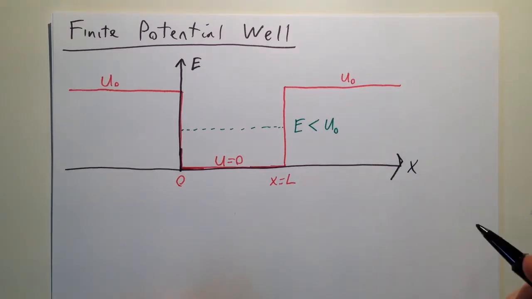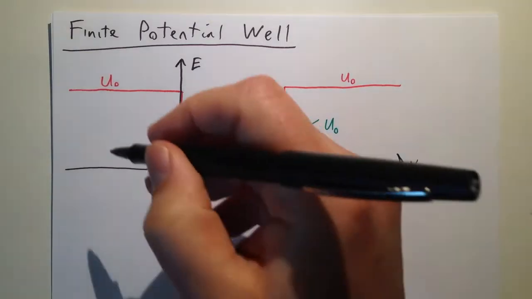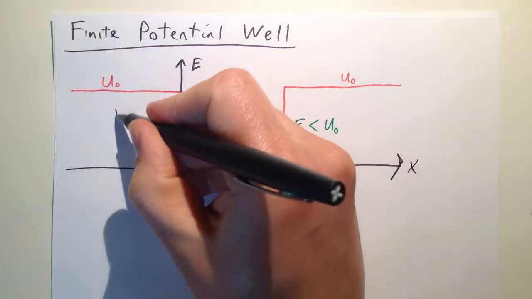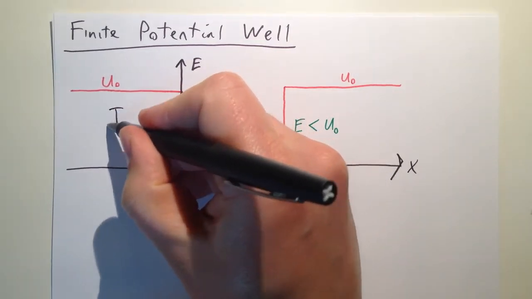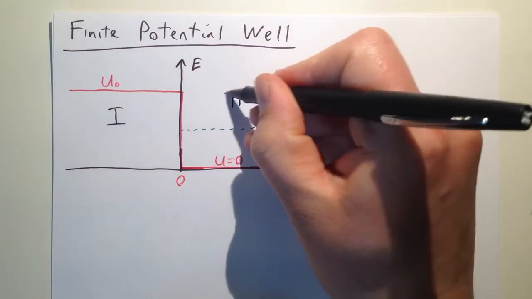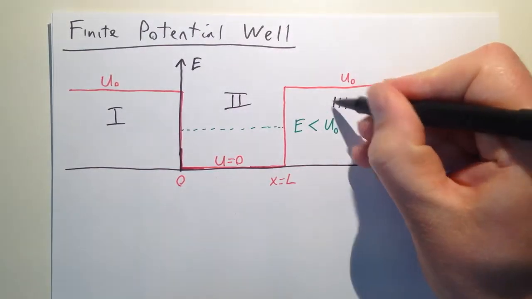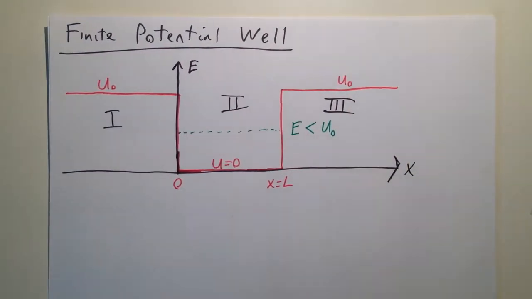Okay, so I'm going to first split this up into three different regions. I'm going to call this region 1, I'll call this region 2, and I'll call this region 3. Basically we want to solve the Schrodinger equation in each of these regions, and then we're going to apply boundary conditions to make sure that they match, that we have a continuous wave function in between the regions.